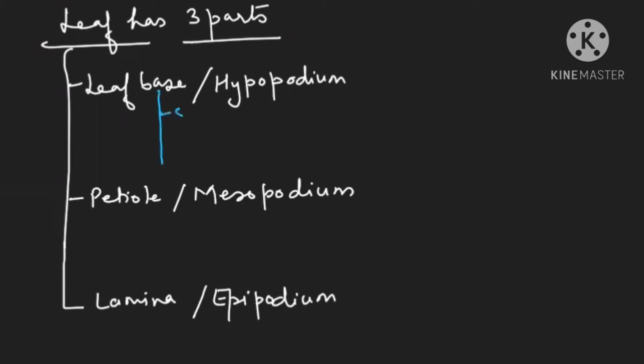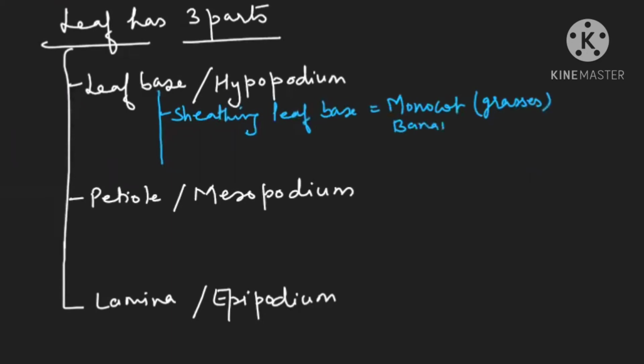Now modification. Leaf base can be sheathing leaf base. So sheathing leaf base can be seen in monocots, especially grasses. Okay, grasses and banana. These are a few examples where you will find sheathing leaf base. Banana is also an example of monocot.